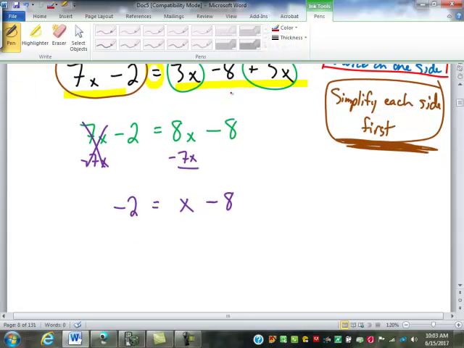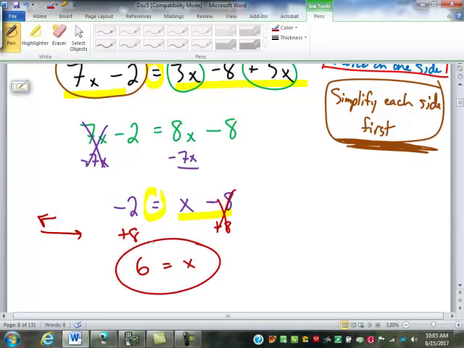Add 8. Remember, we have to look at where the variable is. Here's our equal sign. The variable's over here. It's the 8 that's keeping the variable from being alone. It's subtracted, so we add it. We add 8 on the other side. Negative 2 plus 8 is a positive 6. So 6 equals x, or x equals 6.